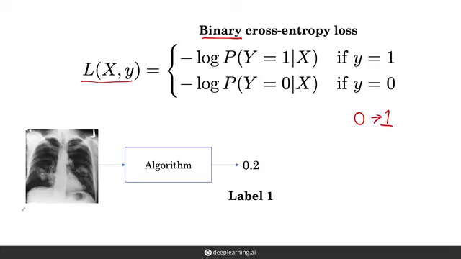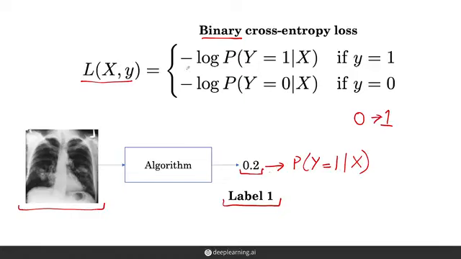Here we have an example of a chest x-ray that contains a mass, so it gets a label of 1, and the algorithm outputs a probability of 0.2. Now the 0.2 here is the probability, according to the algorithm, of y being equal to 1, the probability that this example is a mass.